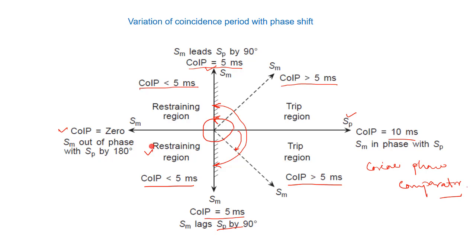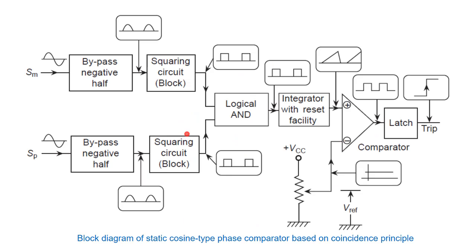Now let us see how we can implement this using the coincidence period approach, using the variation of coincidence period with phase shift. Using this concept we can implement an electronic circuit for the cosine phase comparator. So this is the block diagram for the static cosine type phase comparator based on the coincidence period principle. These are the two signals, SM and SP. SP is your polarizing signal and SM is your measured signal.